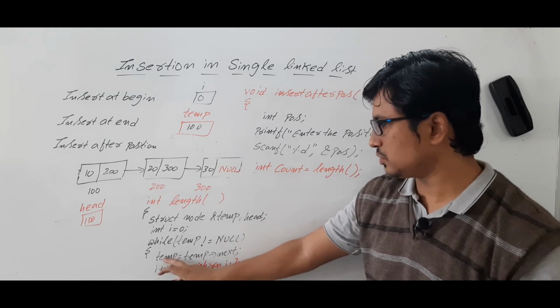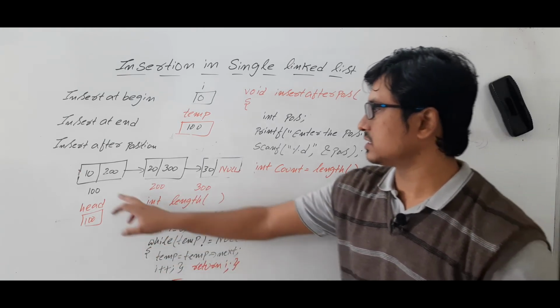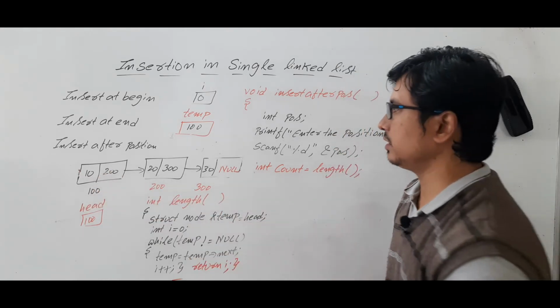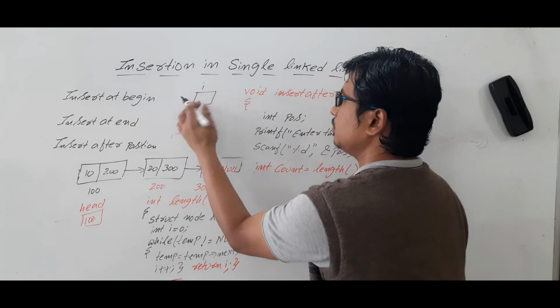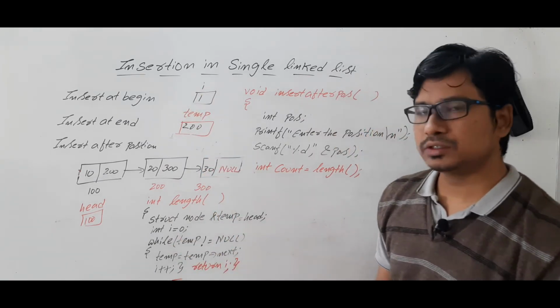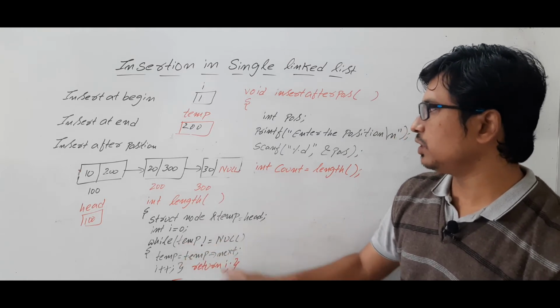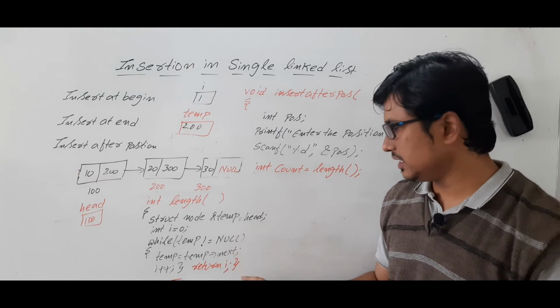If the condition is true, what are the statements we have written? Temp is equal to temp of next. Temp of next is 200. Then i plus plus, we are incrementing the i value. Now i value will become 1. Again you will check this condition, temp not equal to null. Temp is having 200, which is not equal to null. Again the condition is true.